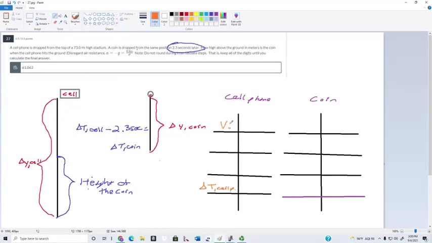So initial velocity is equal to 0. g is equal to negative 9.81 meters per second squared. That's two pieces of information. Delta y of the cell phone is given at negative 73 meters. Three pieces of information is all I need to calculate anything. Let me show you how this works.